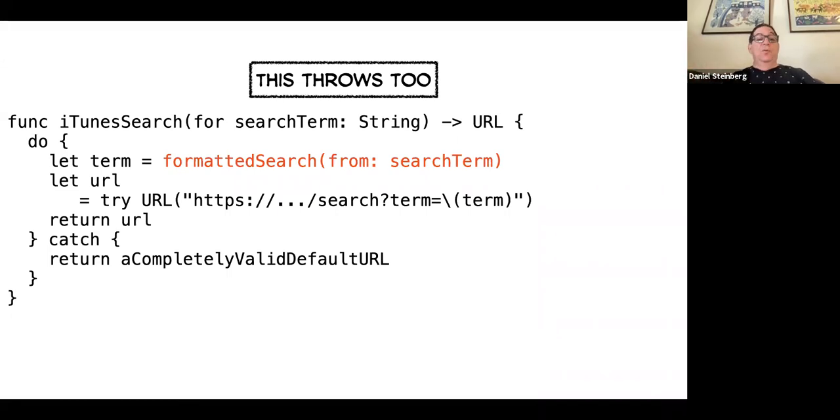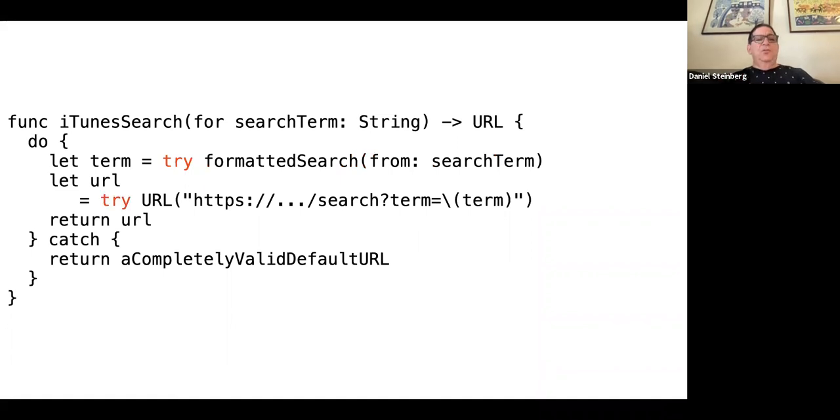Anything that throws, we have to try. And so even though we're in the same do block, we have two tries. Formatted search can fail, we need to try that. URL can fail, we need to try that. So within one do, we have to try. And we have to try twice every time something goes wrong.